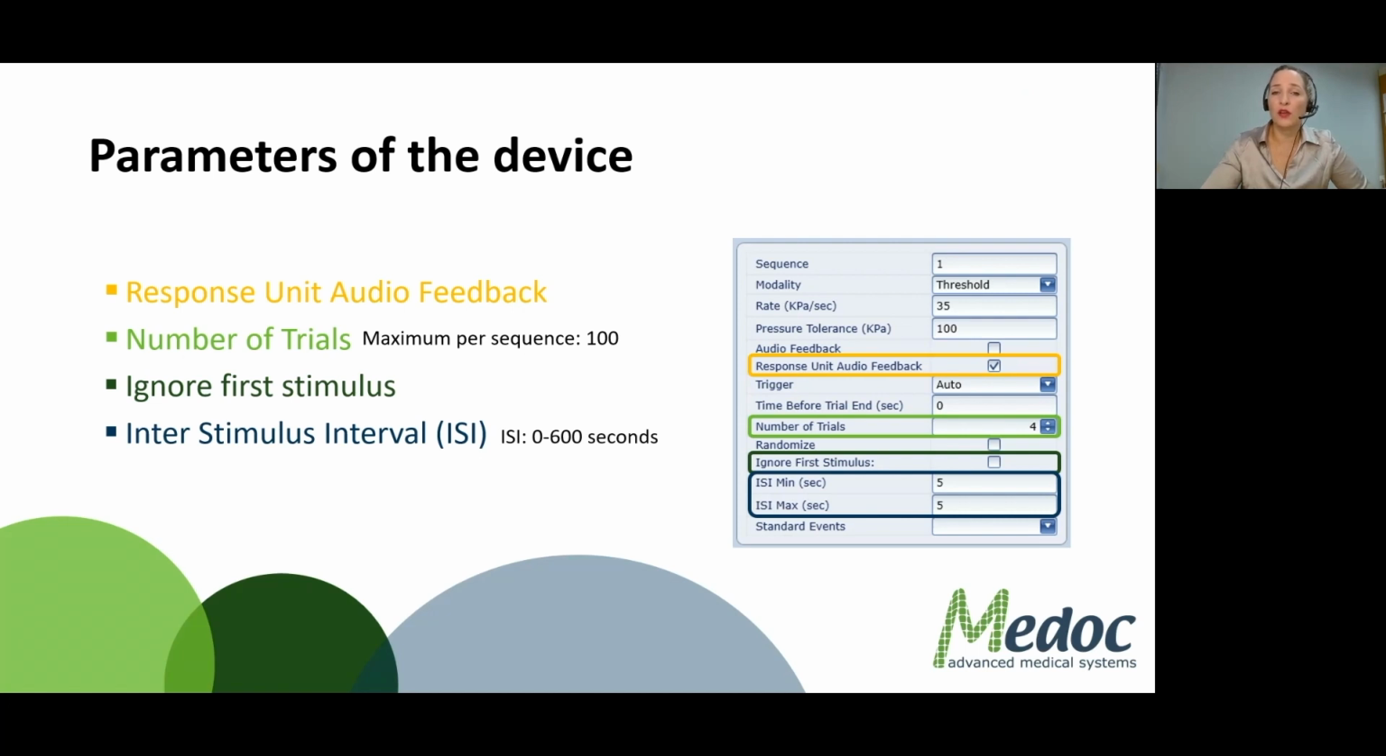You can do an ISI of a minimum and a maximum ISI that is the same. So 5 seconds it will be. But if you do a minimum ISI of 2 seconds and a maximum ISI of 10 seconds, the computer will randomly take a number between those two numbers. So it could be 6, or it could be 8, or it could be 3, and that will be your ISI.